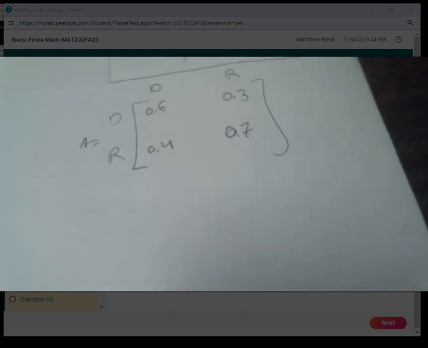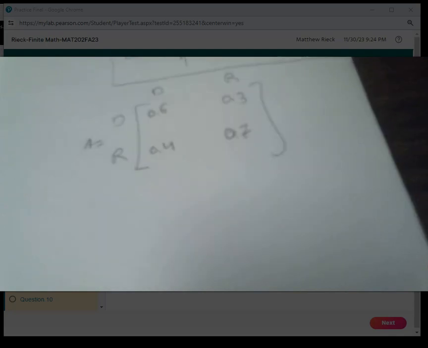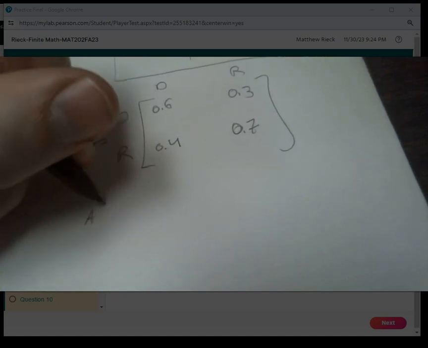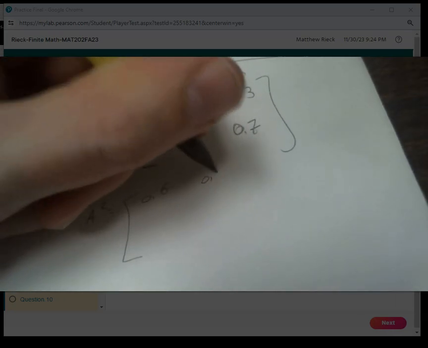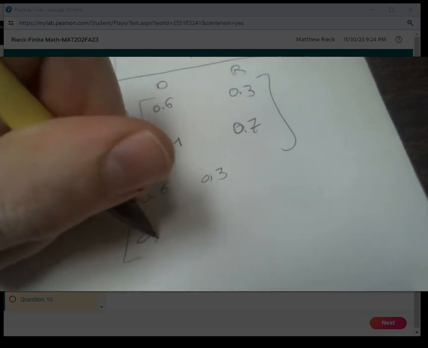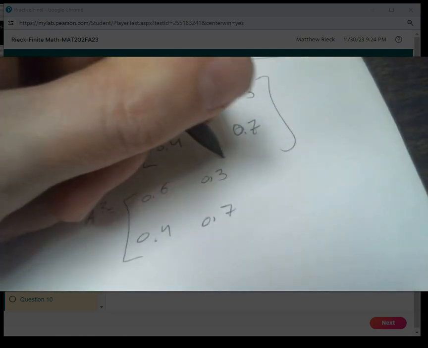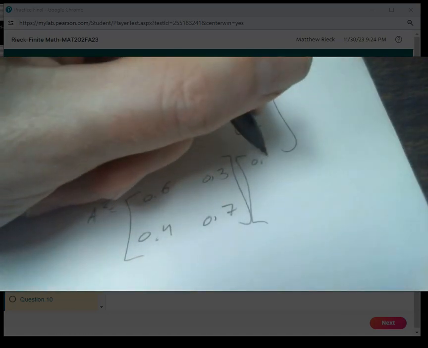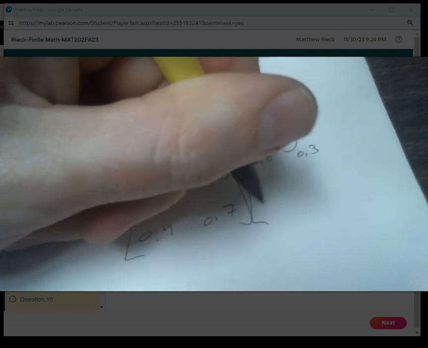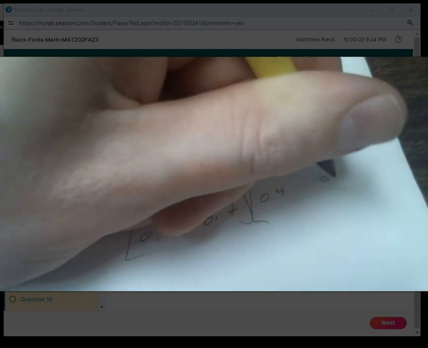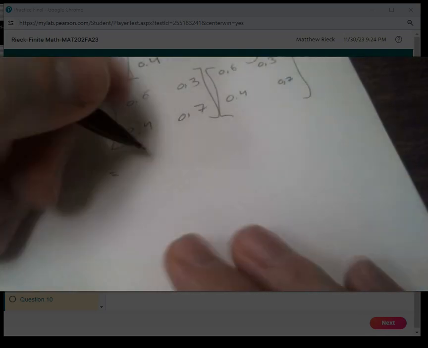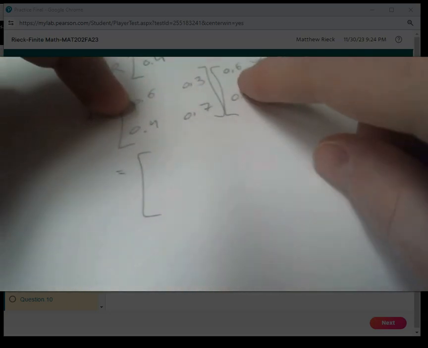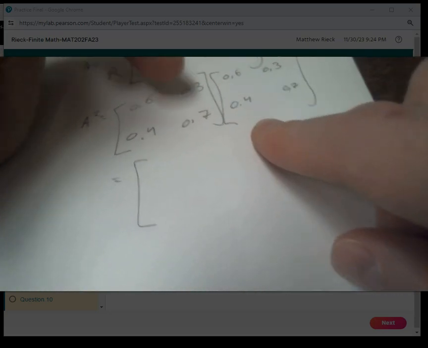All right, so one way to find the longer term trend is you can take powers of these matrices. If you take A squared, that just means I'm taking A times itself. For the first entry, again, you just march across the rows, down the columns.